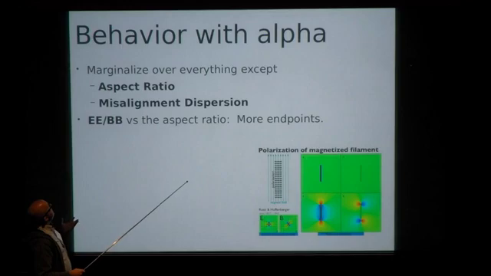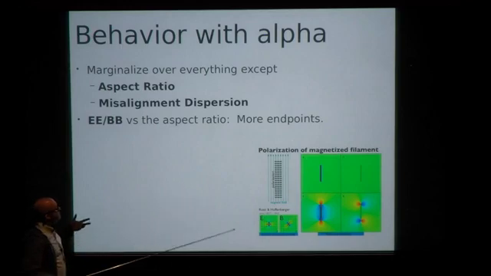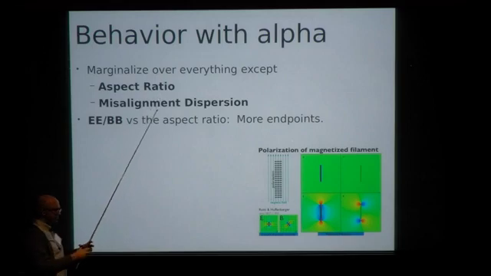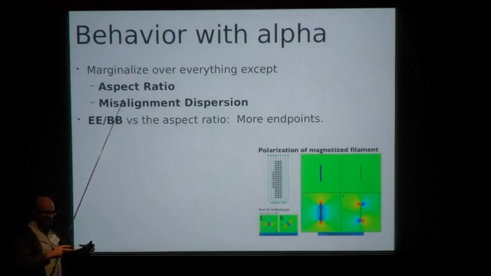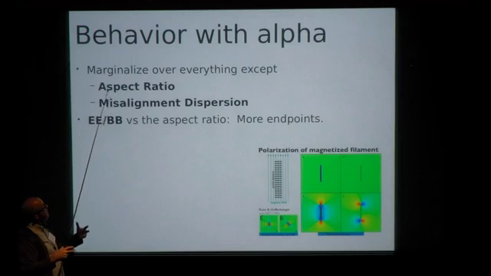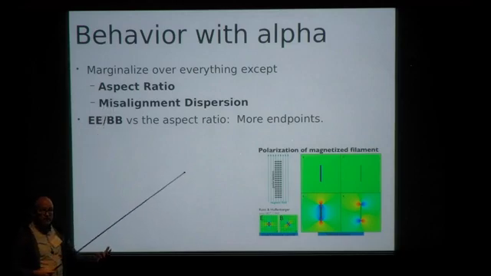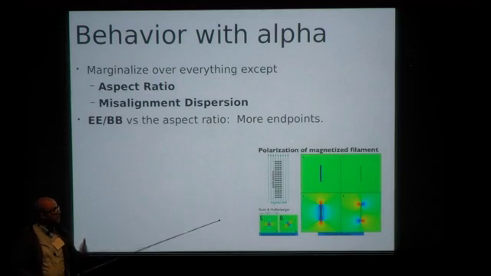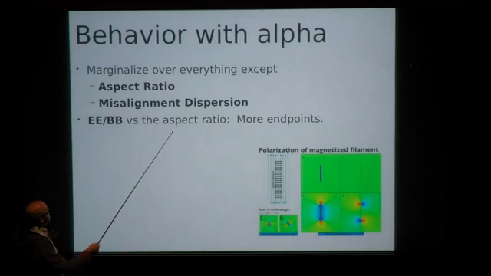So what is the behavior of the spectrum? How does that shift with the aspect ratio of the filaments? So the primary knobs that we're going to look at are the aspect ratio of the filaments and the misalignment of the field and the filament. And that's the dispersion in the misalignment between the field and the filament. So E to B is as you change the aspect ratio.